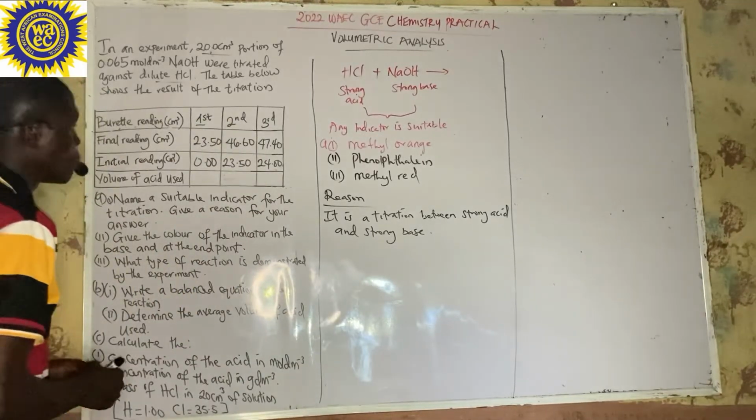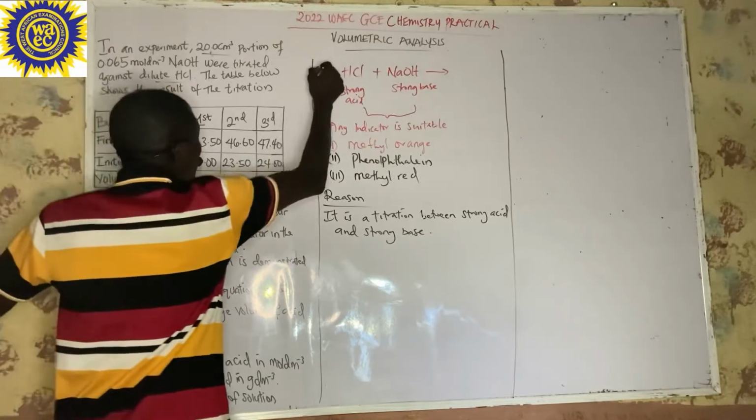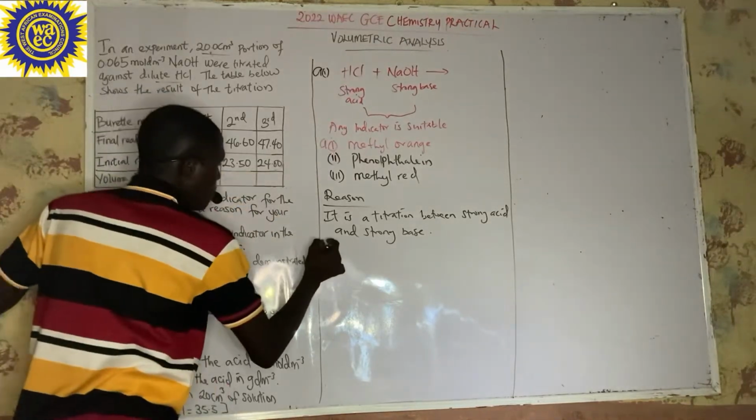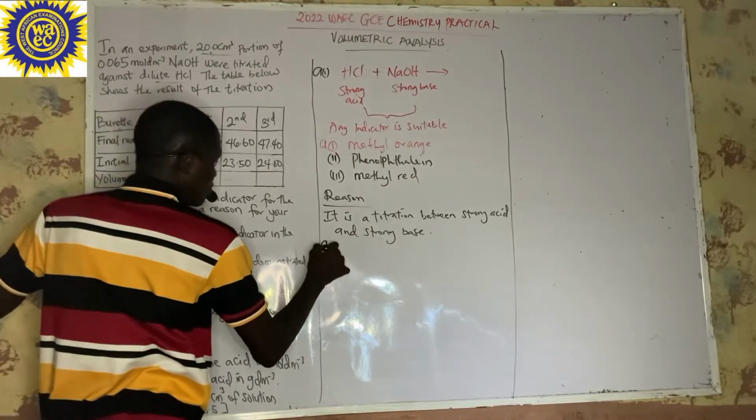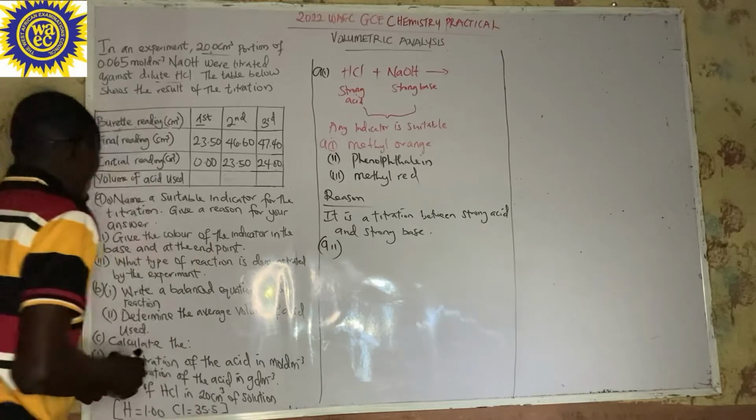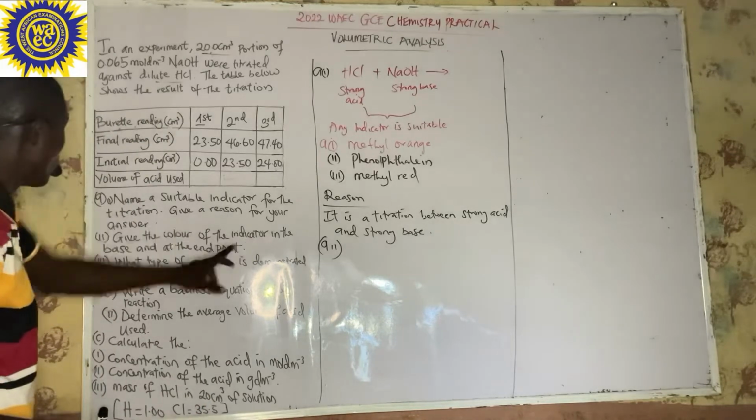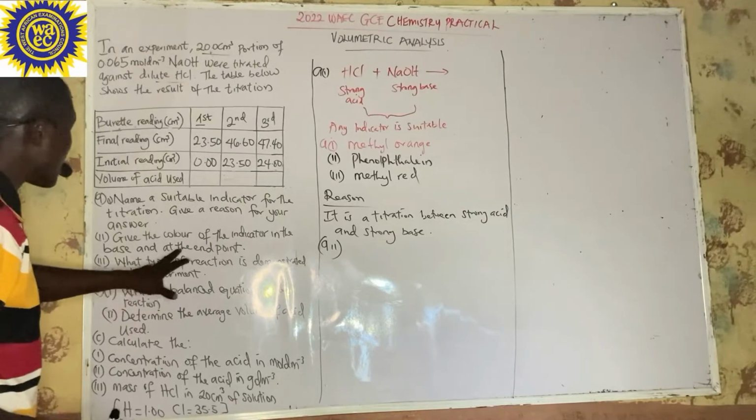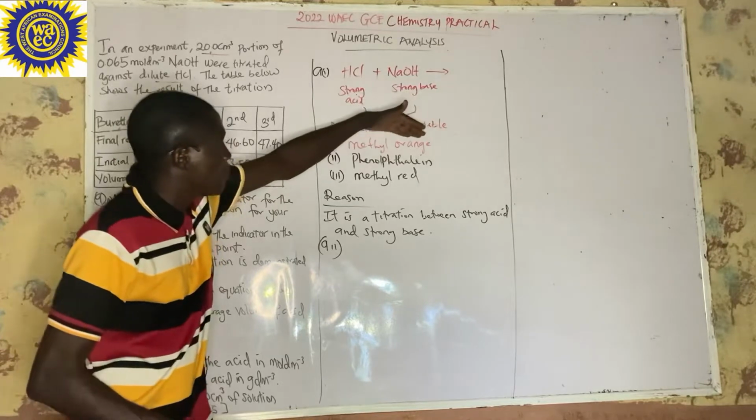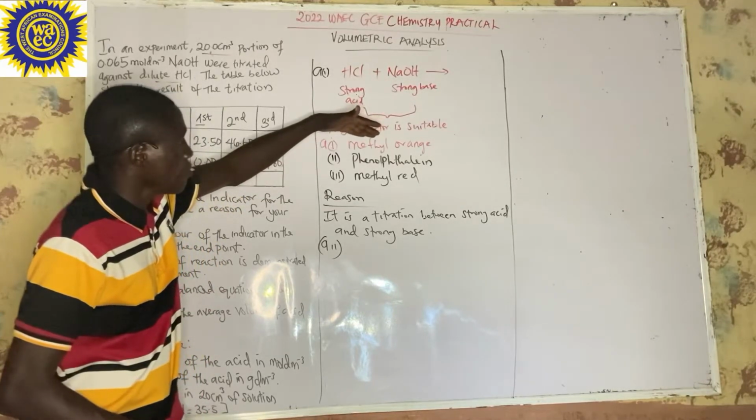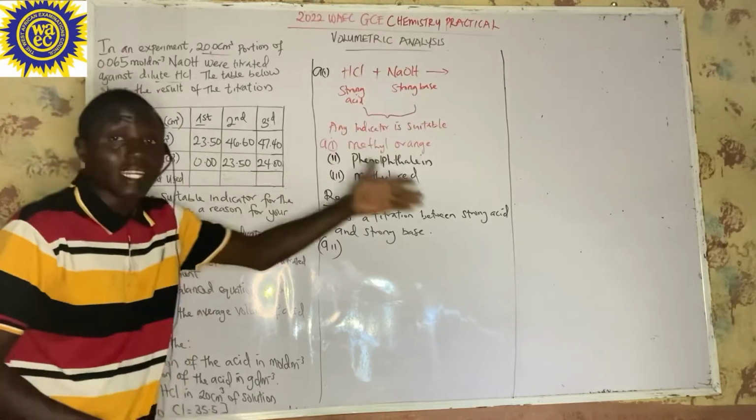So the next one is to answer the Roman figure 2. So now, what is the question in Roman figure 2? Give the color of the indicator in the base and at the end point. Now, you have to give the color of this indicator in the base and at the end point.